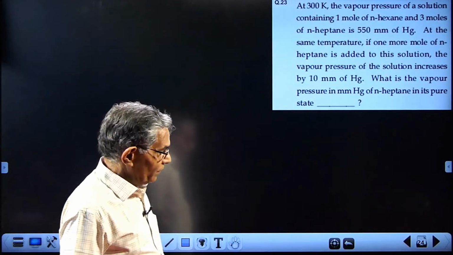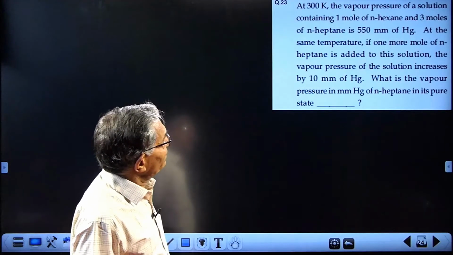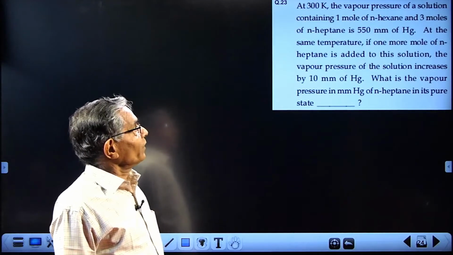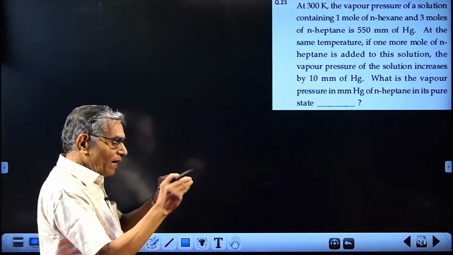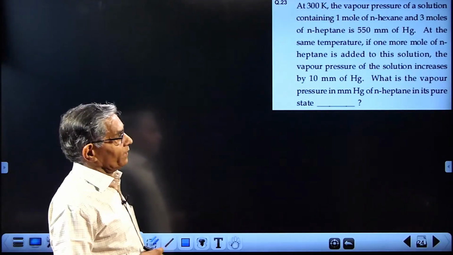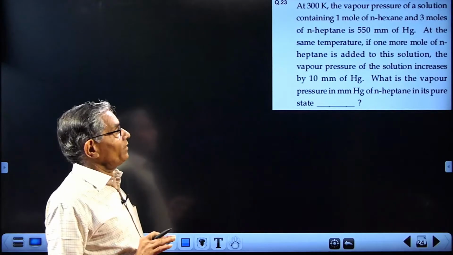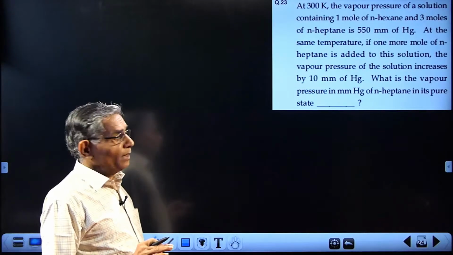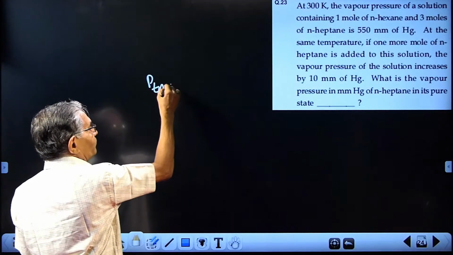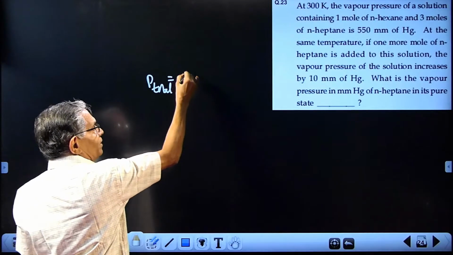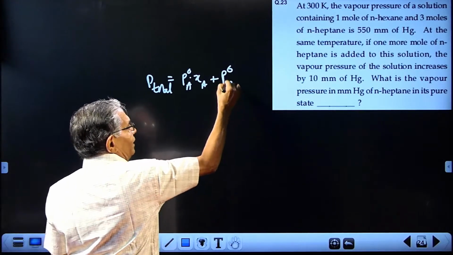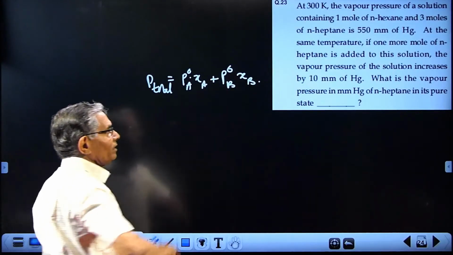Next one, question 23. It is a question from the solution chapter. You know, when two liquids are mixed together, you get an ideal solution. Raoult's law can be applied for calculation of total vapor pressure, which is P total equal to P0A into XA plus P0B into XB. This way you can apply.